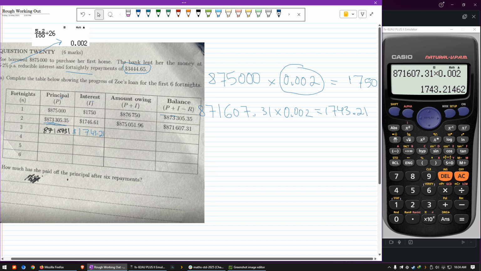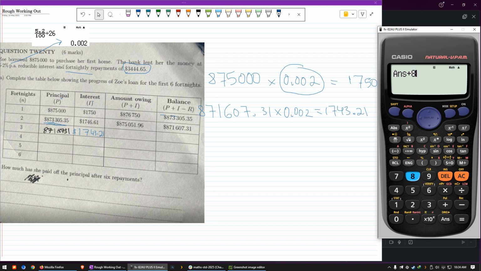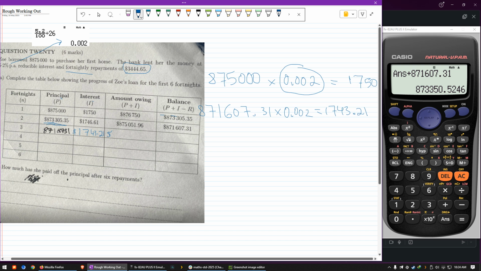Alright, anyway. So the amount owing is just going to be this plus this, and we write that over here. So let's add to this 871,607.31, and we get 873,350.52. Balance owing. Well, at the end of the third fortnight, how much will we still owe?